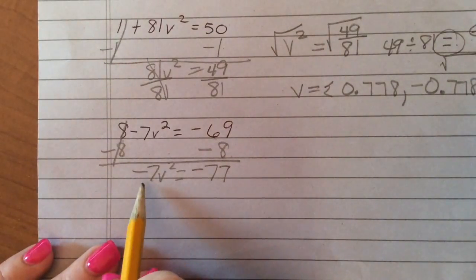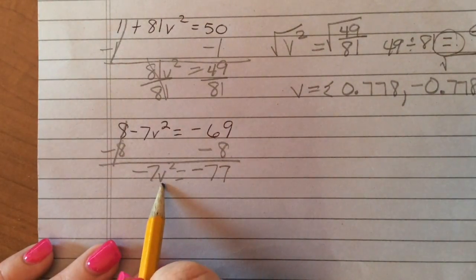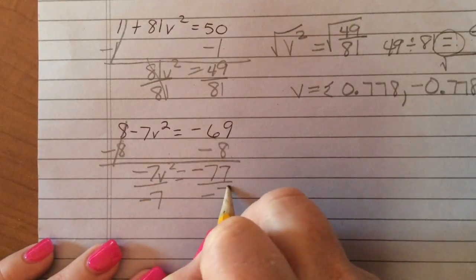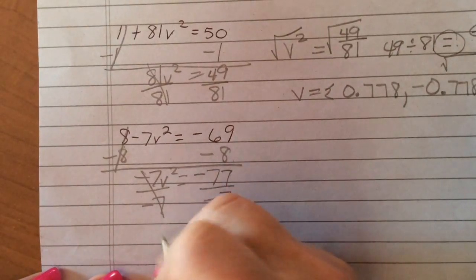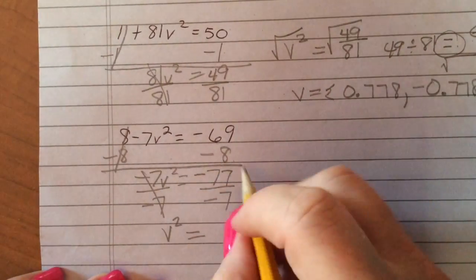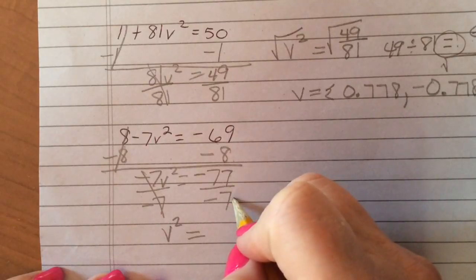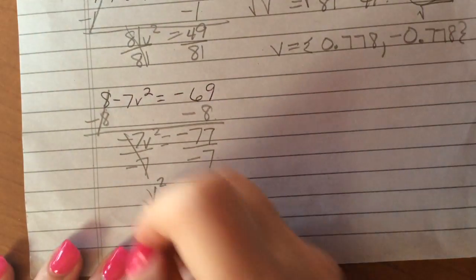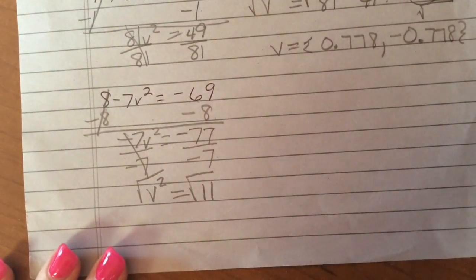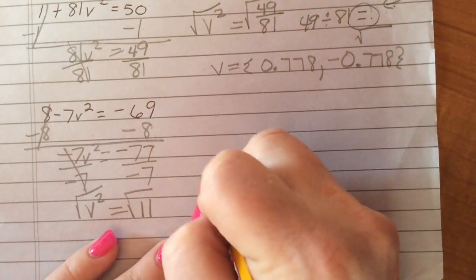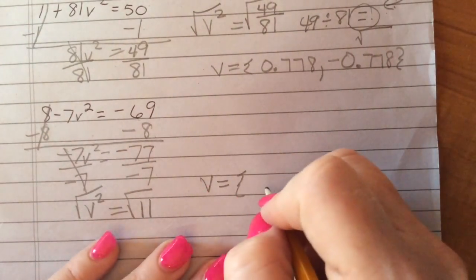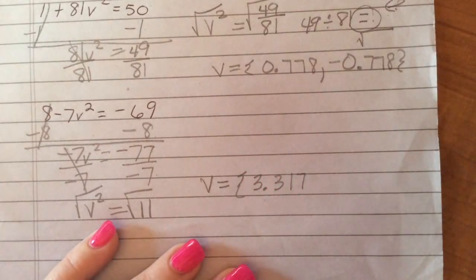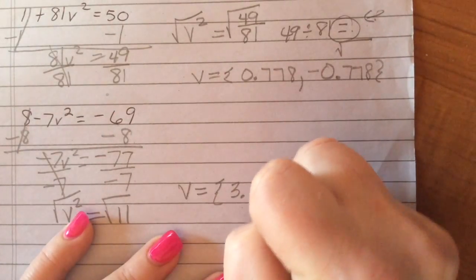Okay, so once again, this is negative 7 times v squared. So I get rid of multiplication, divide, carry the negative with the 7, carry the negative over here. These cross out, I'm left with v squared is equal to negative 77 divided by negative 7, which means it's positive, and that'll be 11. So once again, square root, v is equal to, use that set notation, and this is 3.317.